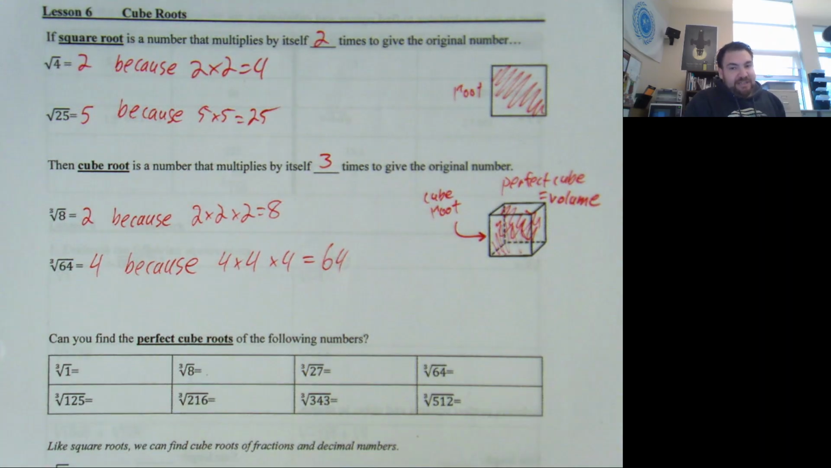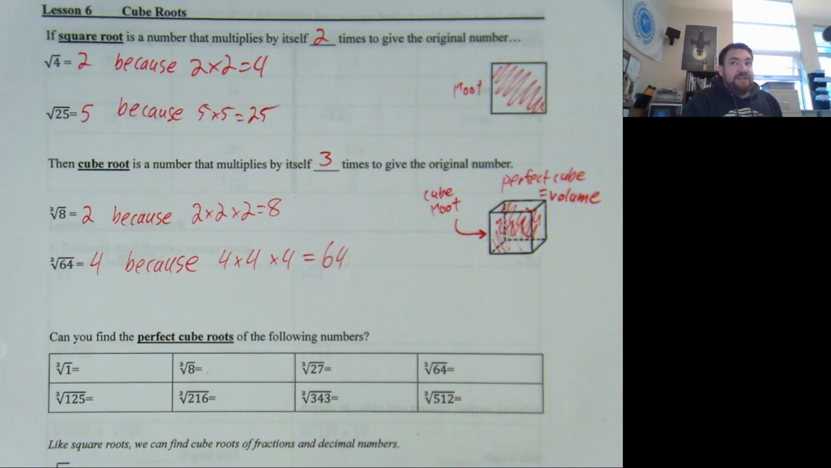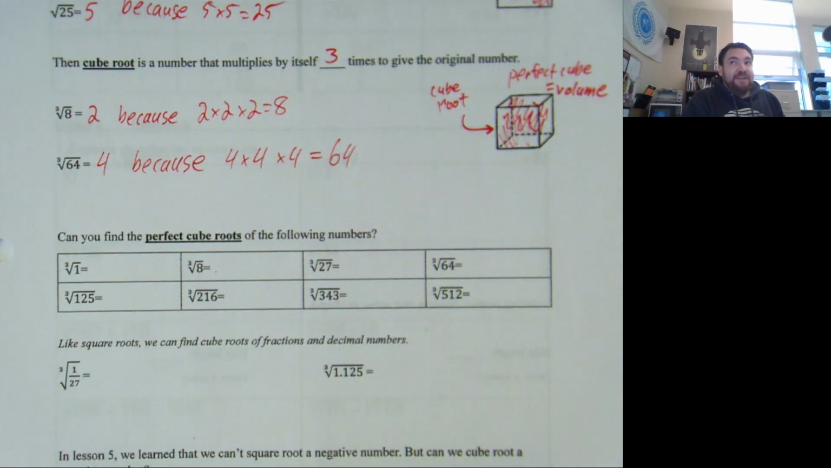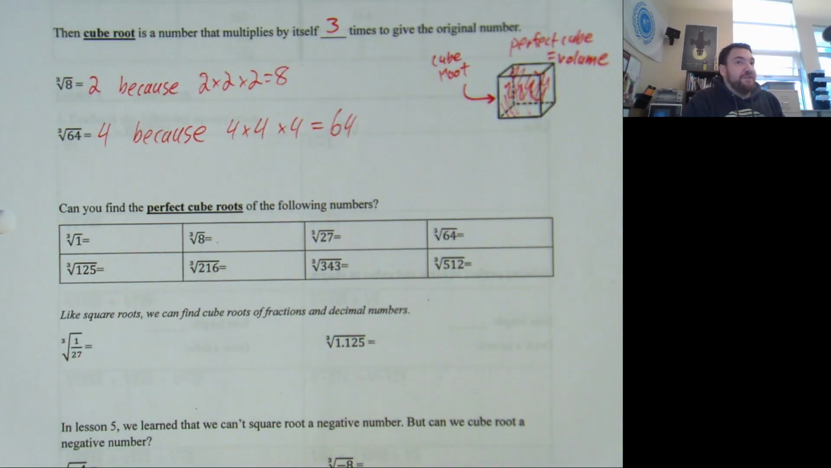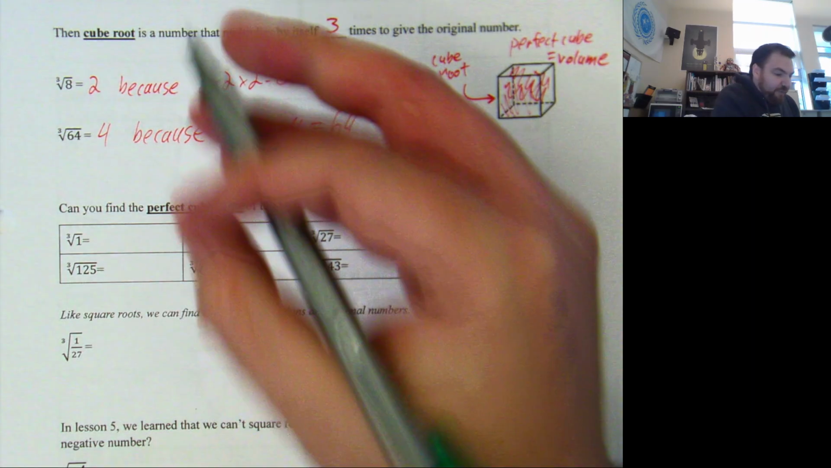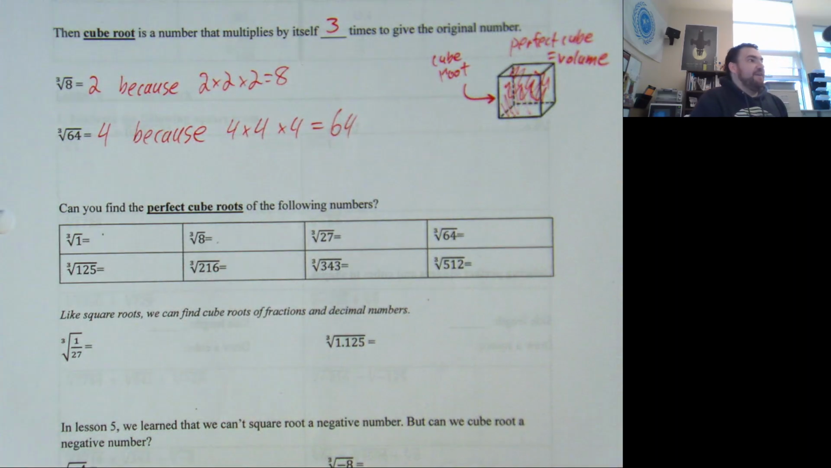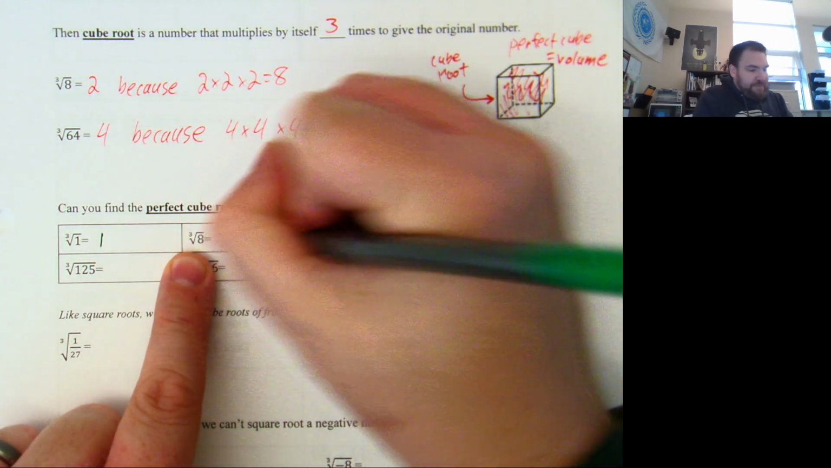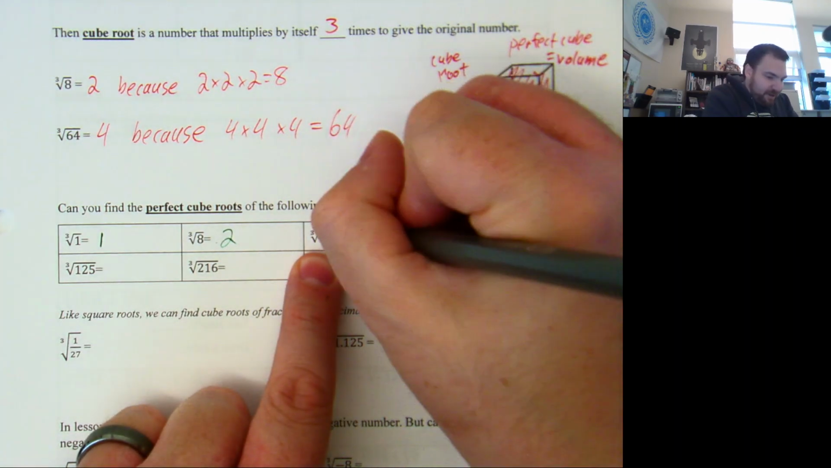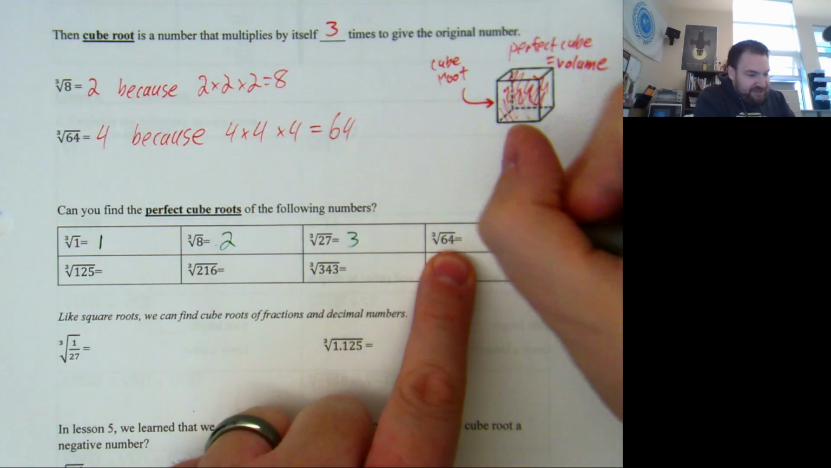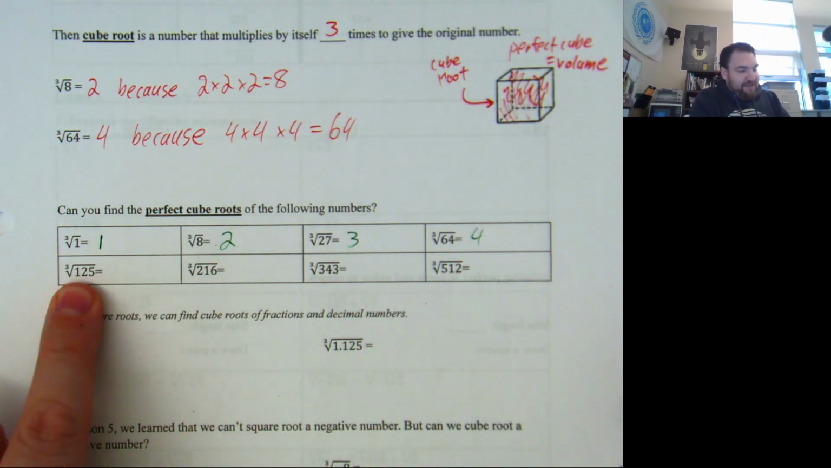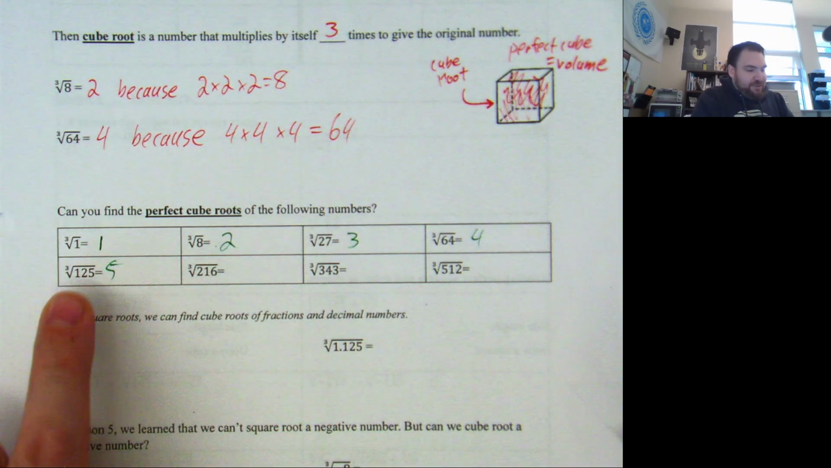And so the easiest way to deal with this is to memorize a set of perfect cubes. The set of perfect cubes that I'm going to encourage you to memorize is just the first 10. It'll make your life a lot easier. The cube root of 1 is, what times itself 3 times is 1? It's 1. This one we've already seen is 2. The cube root of 27 is? The cube root of 64 we already saw was 4. 125 is? So then 216 is?